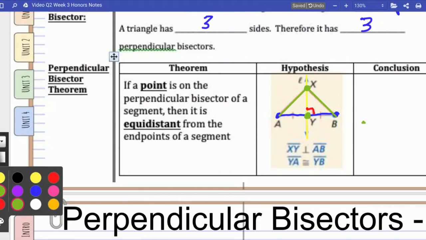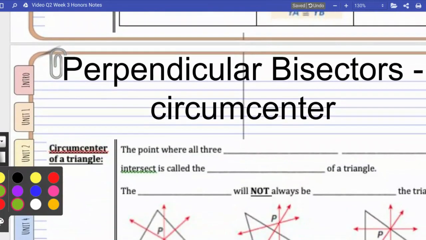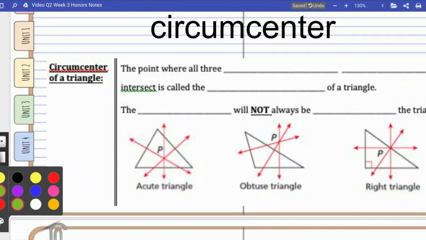And then it also works vice versa. If the distance from X to A is the same as the distance from X to B, then we know we have a perpendicular bisector. So the point where all three perpendicular bisectors intersect is called the circumcenter.